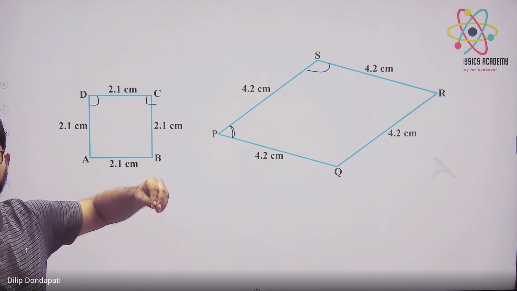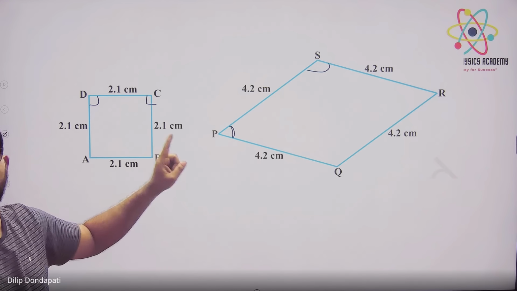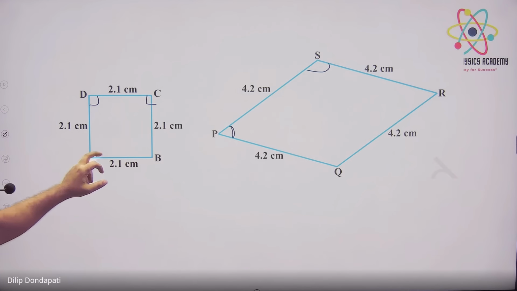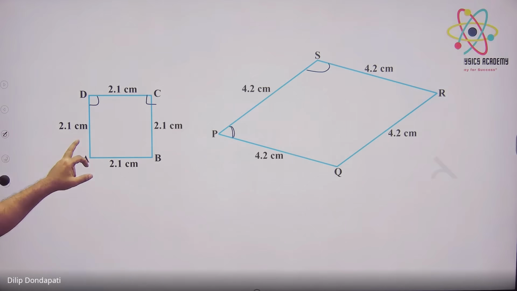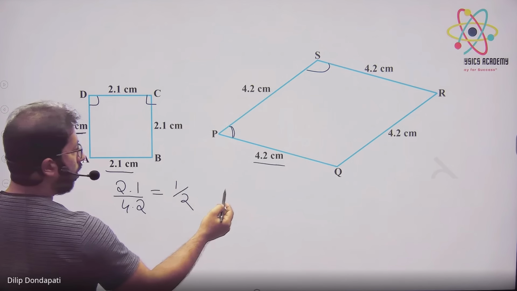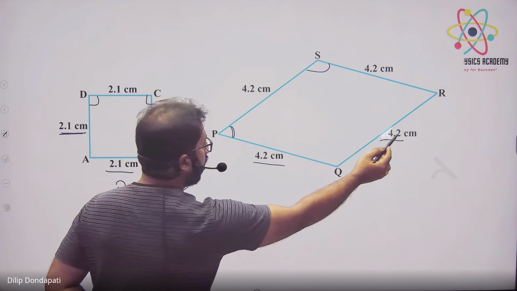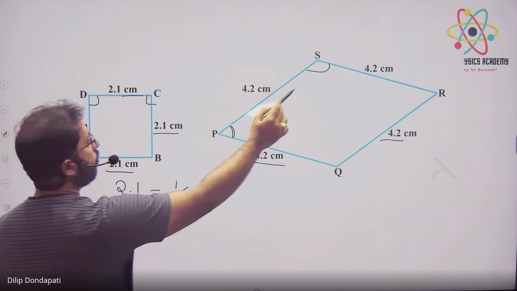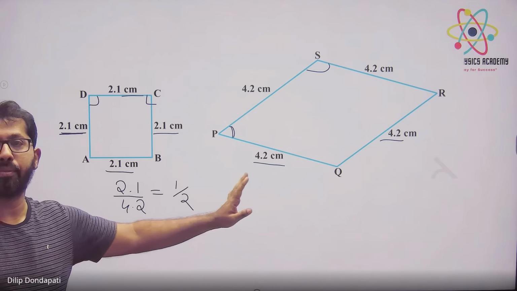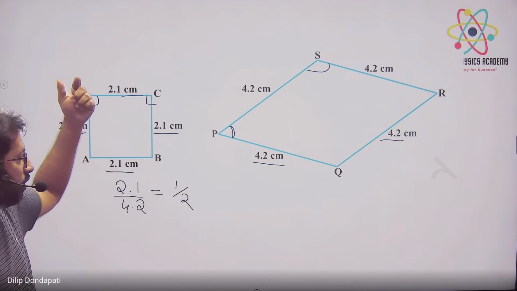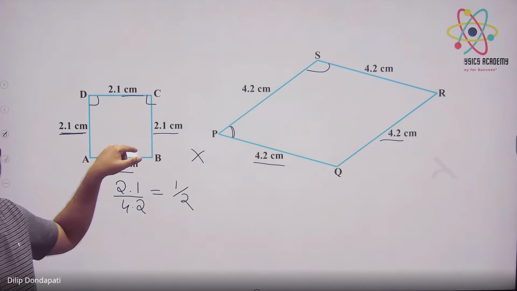ओके, सेकंड कंडीशन के हिसाब से बोलो, सेकंड कंडीशन क्या है? The corresponding sides का ratio should be the same proportion. Now tell me, how to identify? 2.1 by the corresponding side, ये ले लो, 4.2. That is 1 by 2. Second, 2.1 by 4.2, 1 by 2, and 2.1 by 4.2 is 1 by 2. All are the same proportion. Okay, but since first condition is not satisfied, they are not similar.